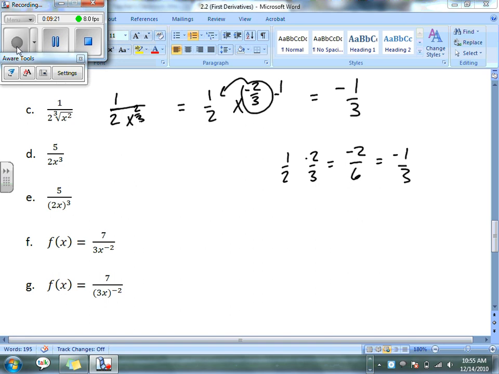And we subtract 1 from the negative 2/3, so this would be 3 over 3. So it's going to be negative x to the negative 5 over 3. And again, we can bring that down and simplify it. So we have negative 1/3 times x to the 5/3. Okay.